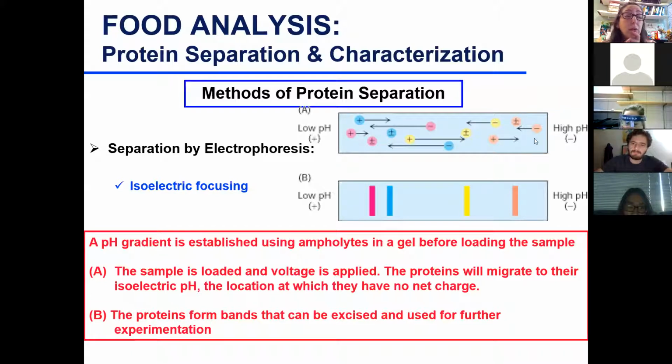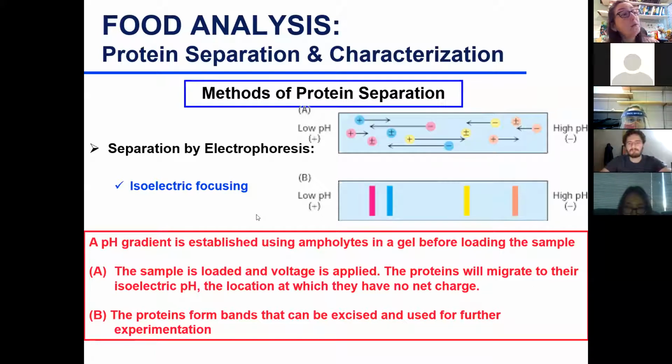Then we load the sample, and once we load the sample, we run a current again, and the protein starts moving until they reach their isoelectric point. So they reach a point in the gel where the pH is the isoelectric point of that protein. That means the protein will precipitate, will no longer move anywhere. It carries no charge. It will just stay there. And we again stain the proteins, and we will see them along that piece of gel.